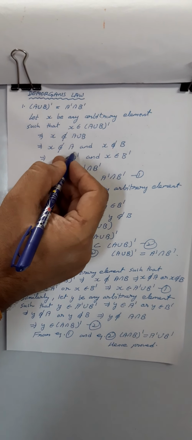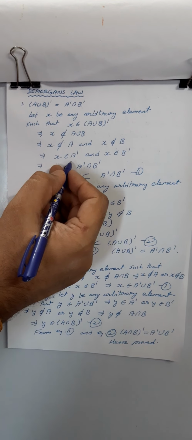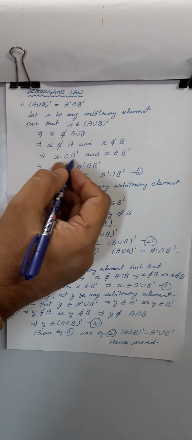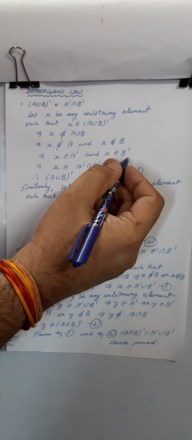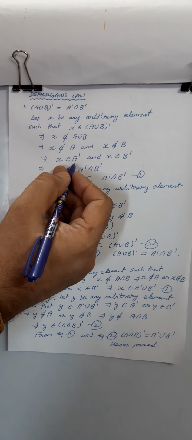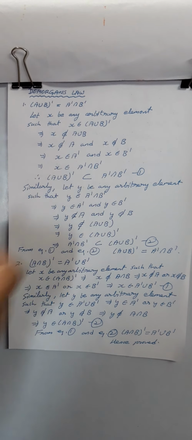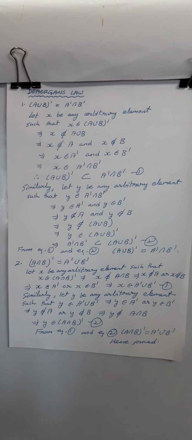Now when x does not belong to A and x does not belong to B, can I write down x belongs to A dash, that's the complement of A, and x belongs to the complement of B? So it implies x belongs to A dash and it belongs to B dash also. So therefore x belongs to A dash intersection B dash.